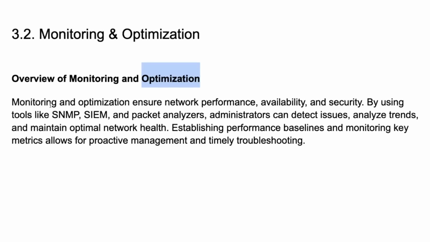By monitoring and optimizing, we ensure the network's performance, the availability of the network, and the security of the network, and we can use tools like the SNMP protocol, SIEM software, and packet analyzers. By using those tools, admins, which would ideally be you, can detect issues, analyze trends, and maintain optimal network health. And establishing performance baselines and monitoring key metrics allows for proactive management and timely troubleshooting.